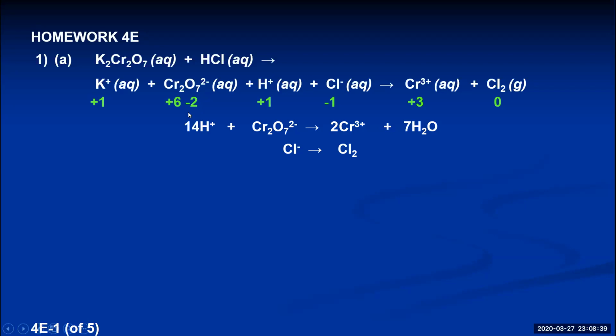The final step is to balance the charge. The 14 hydrogens make 14 positives. This is a negative 2. So positive 14 and negative 2 add up to positive 12. The 2 chromium ions make positive 6. So if the left side is 12 and the right side is 6, we need to add the negative electrons to the side with the higher charge. And if we added 6 to them, that would equalize the charge on both sides of the equation.